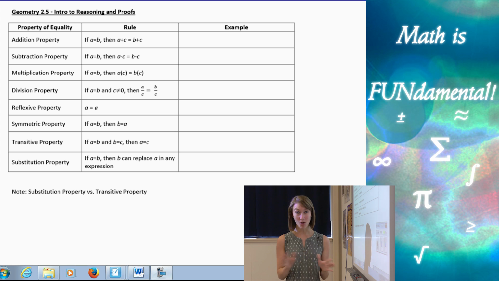Now this is something totally new, probably never seen before, so this will just be a little lesson to jump into proofs in geometry. So let's get started with some properties of equality. Now these may seem a little familiar to you, which is good.